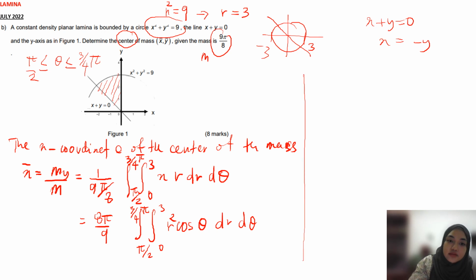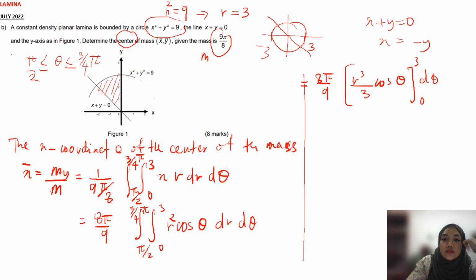I bring it here. 8 pi over 9, and then to integrate this with respect to r, you will get r cubed over 3 cos theta d theta, and the value of r is from 0 until 3. Don't forget our integral is from pi over 2 until 3 pi over 4. We're not done yet, we still have to integrate with respect to theta. As you simplify, you will get this one.